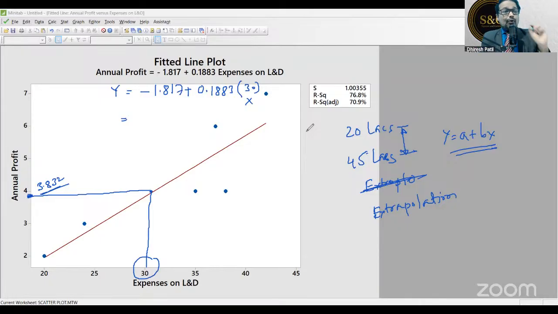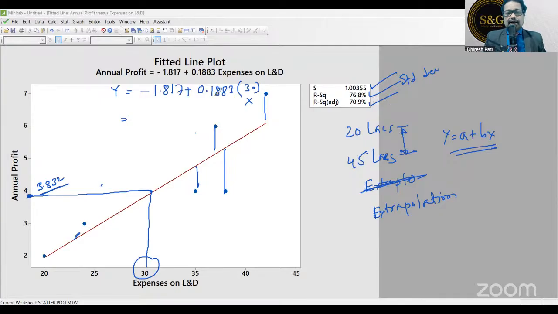Okay. Now coming back to R square adjusted, there is another value called S. What is this S? Let's try to understand this. This S is the standard deviation of these data points. From this line of best fit, there is a distance of each and every data point. So the standard deviation was calculated, which is 1.00355. Okay. S is the standard deviation. R square we have understood, which is the strength of the relationship. What is R square adjusted? R square ADJ meaning adjusted R square.